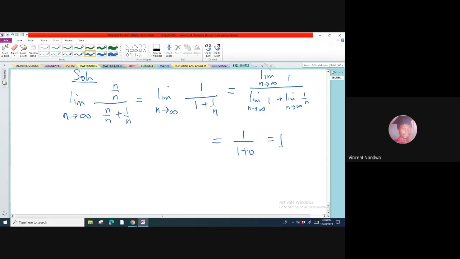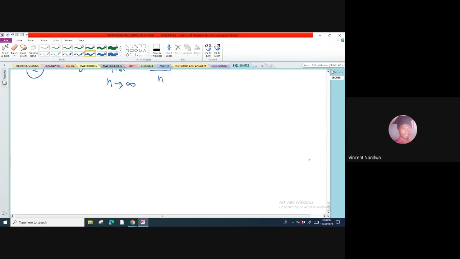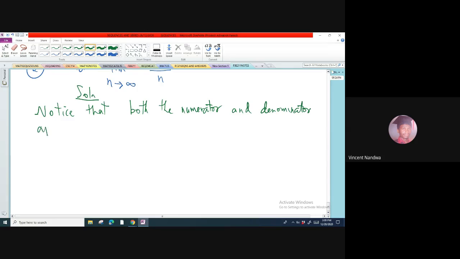And then the next one, number 2, find the limit as n approaches infinity of ln of n over n. So solution: notice that both the numerator and denominator approach infinity as n approaches infinity.